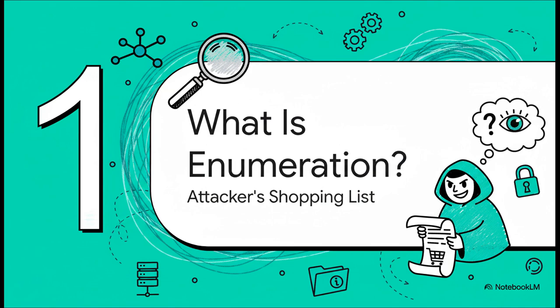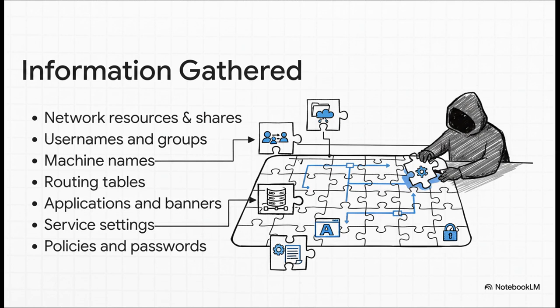Okay, so first up, what's the goal here? What is on an attacker's shopping list when they start this whole process? What kind of information is so valuable it's worth all this effort? Well, take a look. This isn't just a random grab bag. It's a systematic effort to build a complete, detailed blueprint of your network's assets. Every little piece, from a username to a routing table, is another piece of the puzzle. Once they have this map, an attacker knows exactly where the weak spots are and can plan a precise, effective attack.